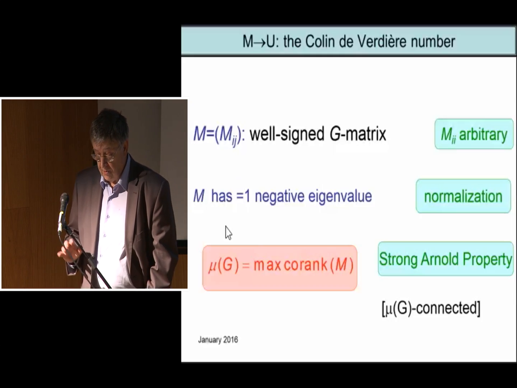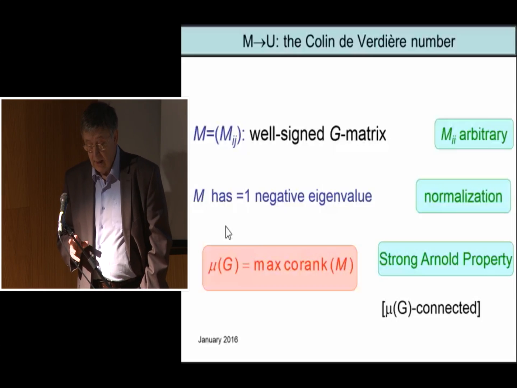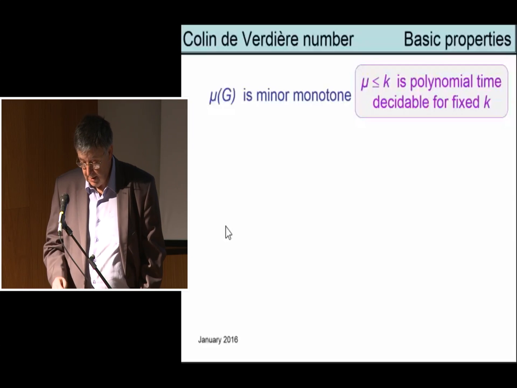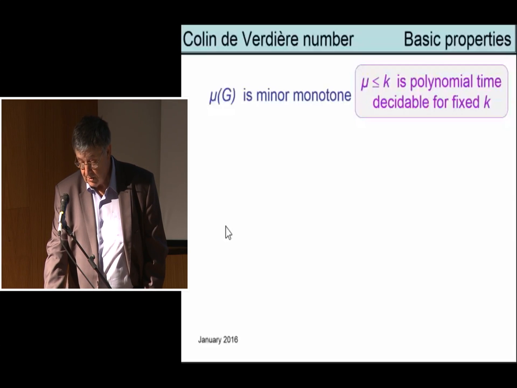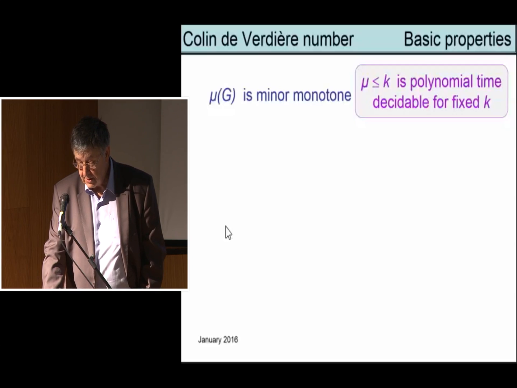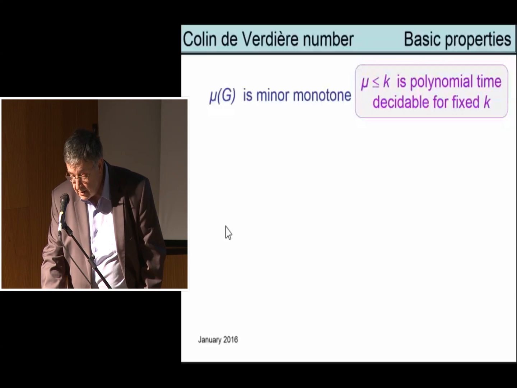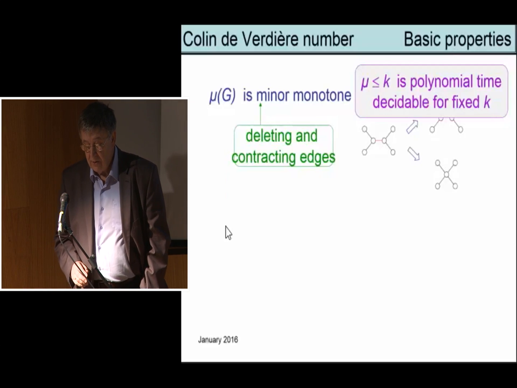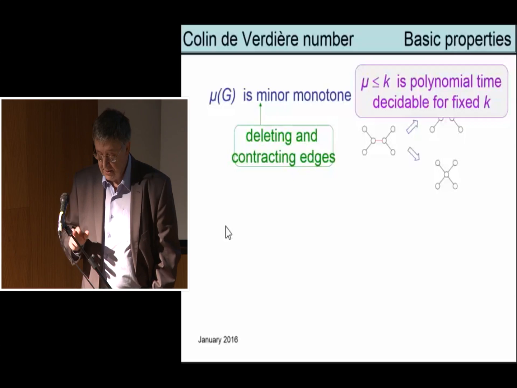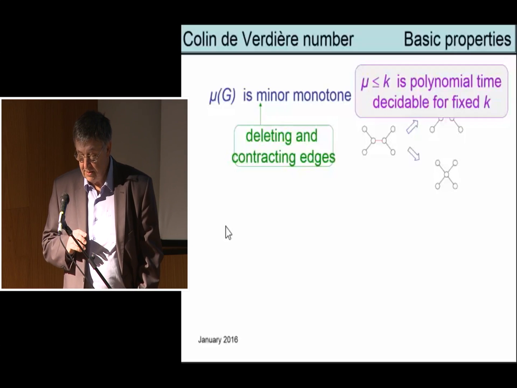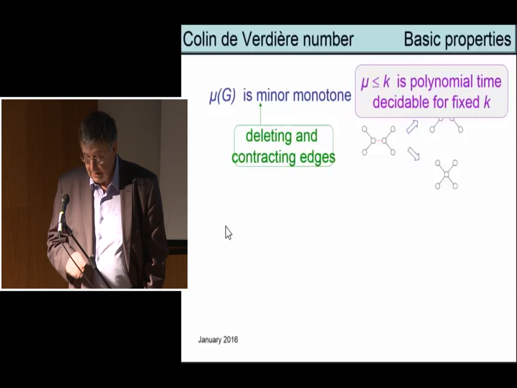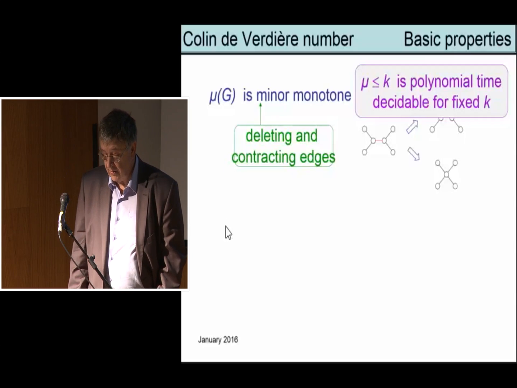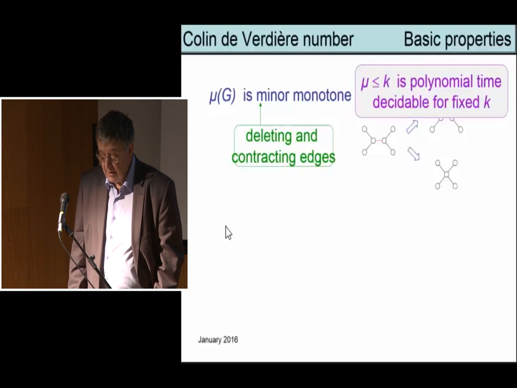And then you look at the corank of this matrix and you want to ask how large this corank can be. So this parameter, you can introduce it in connection with every graph. So why is it interesting? Well, it's interesting because it has many nice properties. First of all, it is minor monotone. So for the graph theorists, of course, this is a very important property. It says that if you delete or contract edges of a graph, then this can only decrease.